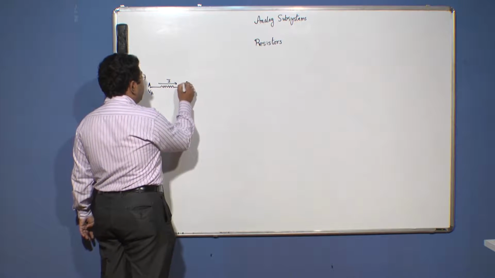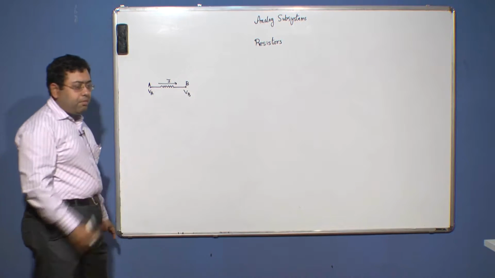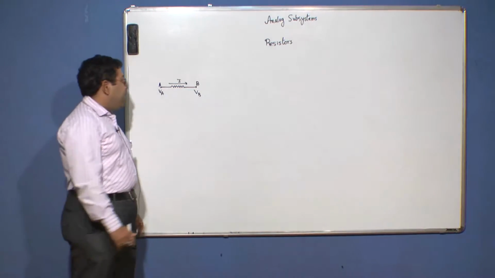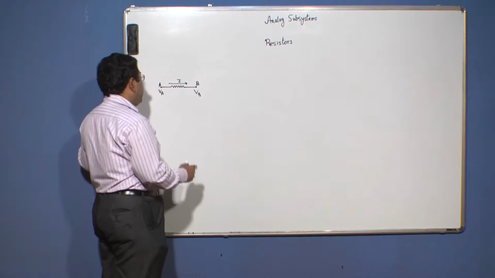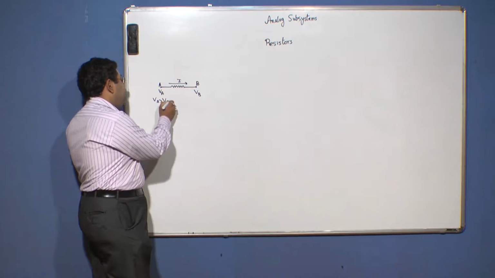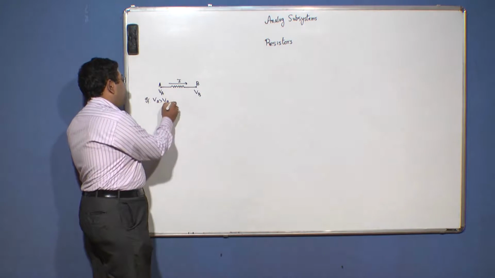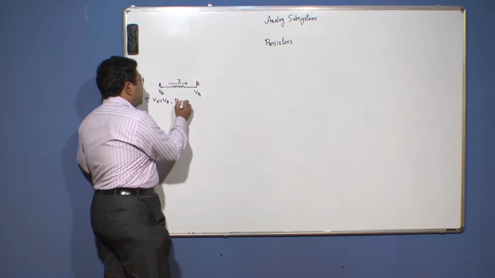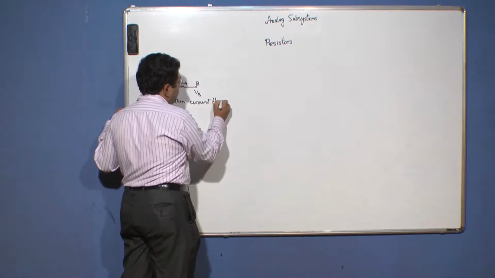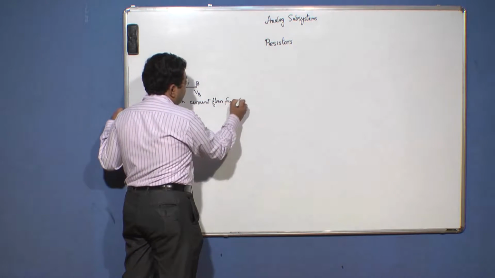So, if you consider a resistor connected between two nodes A and B, where the potential at node A is VA and the potential at node B is VB, if VA is greater than VB, then current flows from A to B.